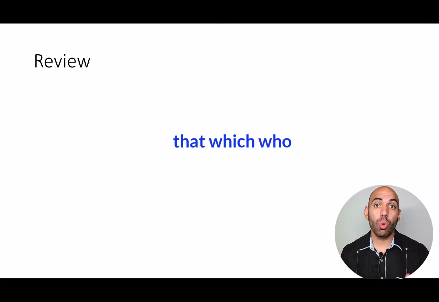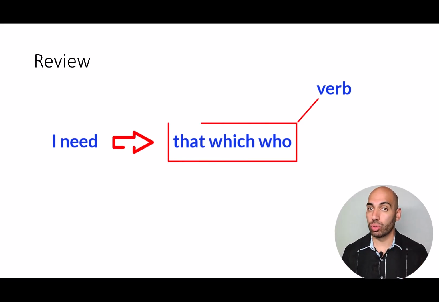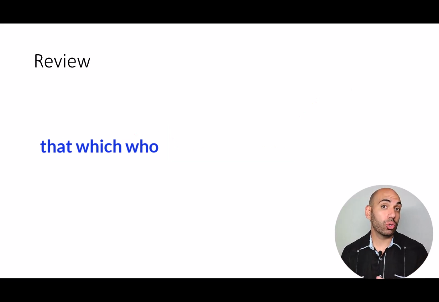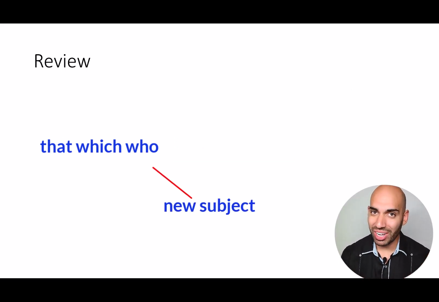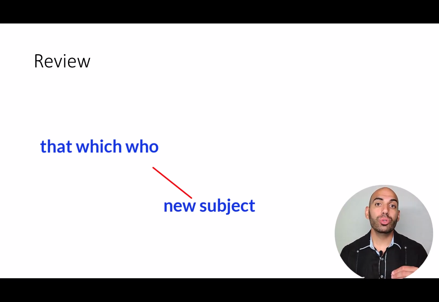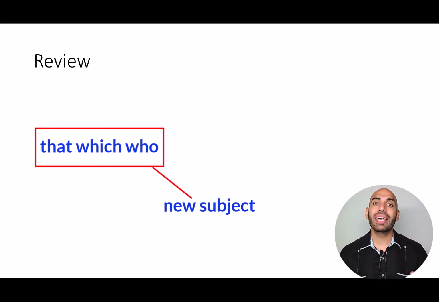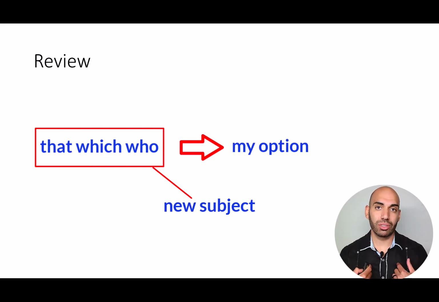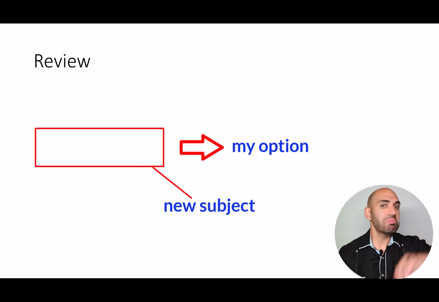Quick review. After the word that, which, or who, if I have a verb, I need to say that, which, or who. After the word that, which, or who, if I have a noun or a new subject, using that, which, or who is my option. I can do it, it's okay. I can take it out, also okay.